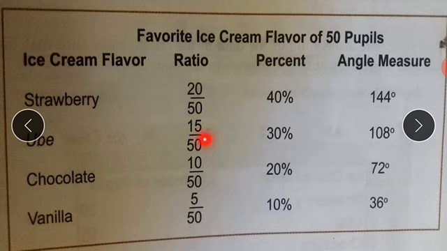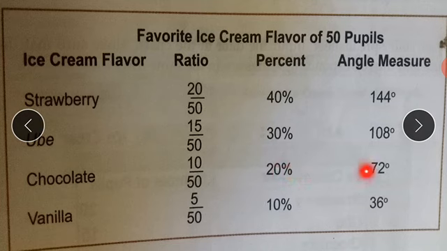Next, 15 over 50, that is 0.3. In percent, 30%. So when you get the angle measure, 0.3 times 360, then the answer is 108 degrees. For the chocolate, 10 over 50, 20%.